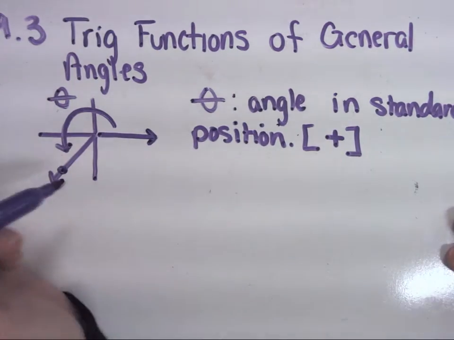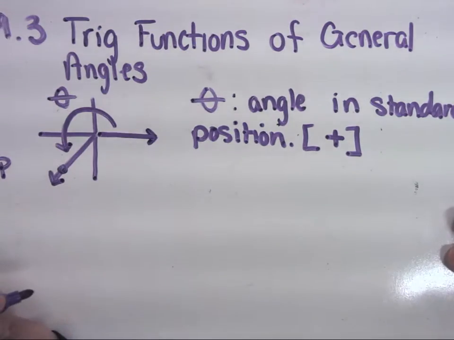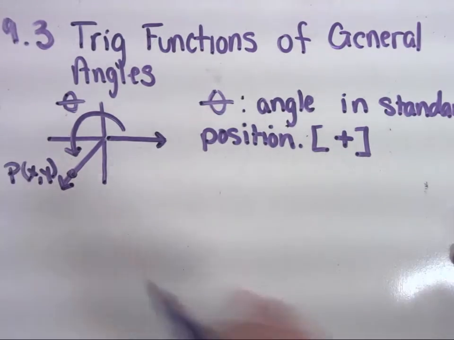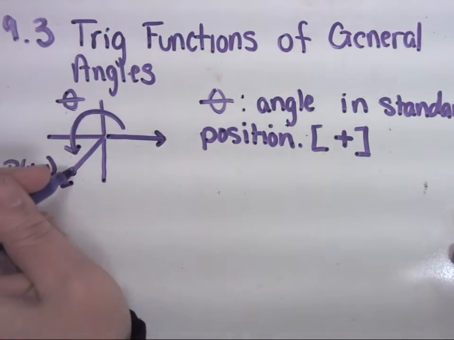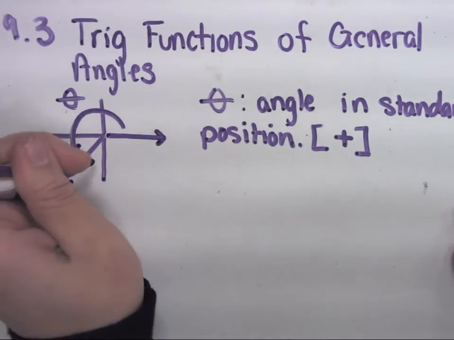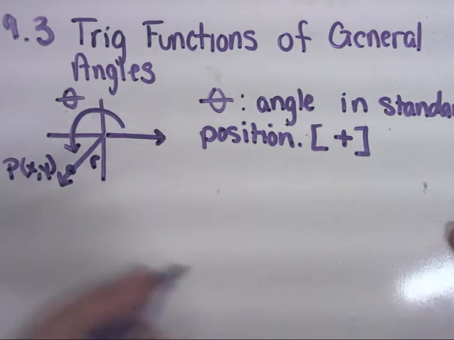Okay, now on a coordinate grid, we always have a point. We represent it with the letter P, and all points have x comma y, right? That's nothing new. And that's just a point on our terminal line. They'll always give us this information. Lastly, I'm going to put an R here. That's on that line right there. What does R stand for?